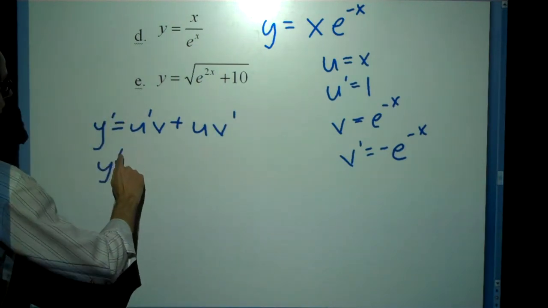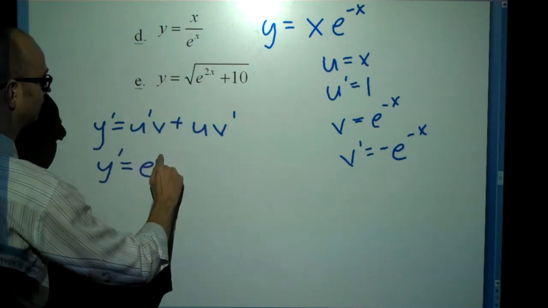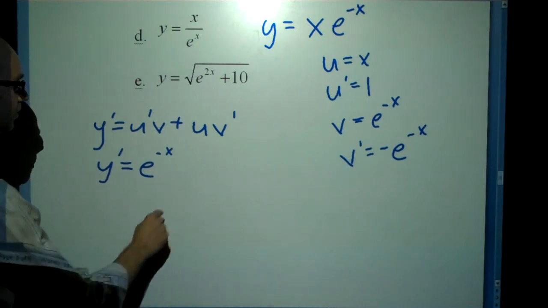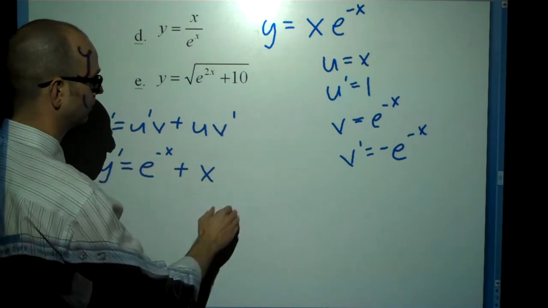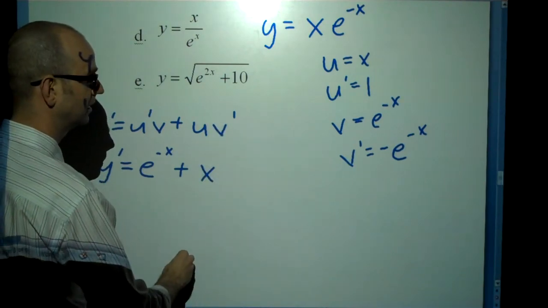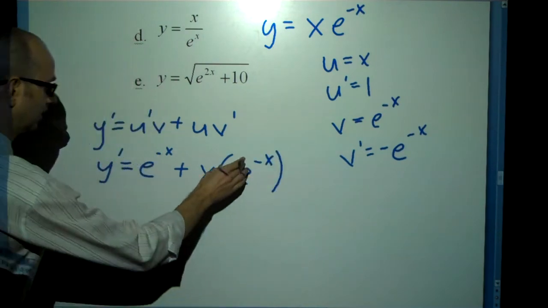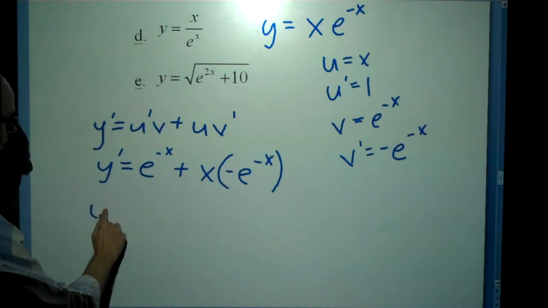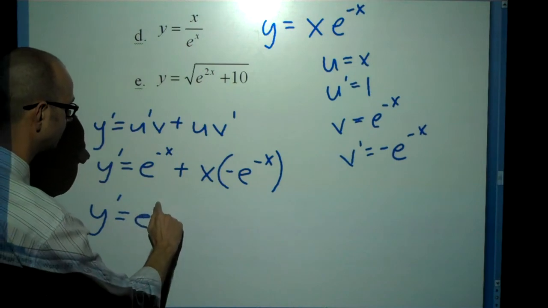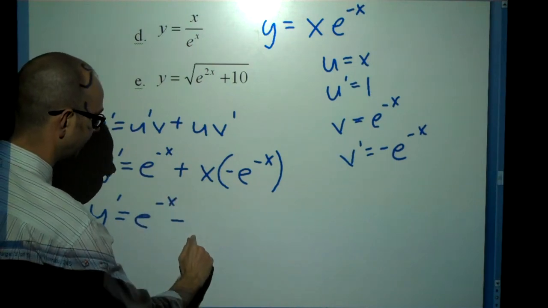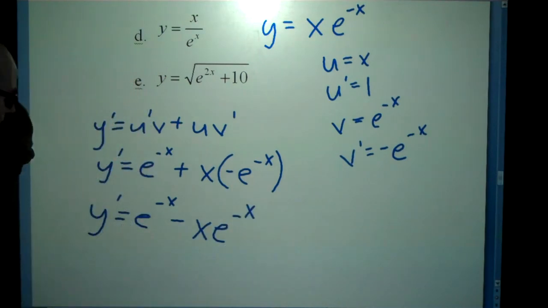And we end up with u prime being 1, so I don't even need to write that down. V is e to the negative x plus u, which is x, times v prime, which is negative e to the negative x. I don't like how that looks. Let's bring the negative out here, so we'll have e to the negative x minus x times e to the negative x.